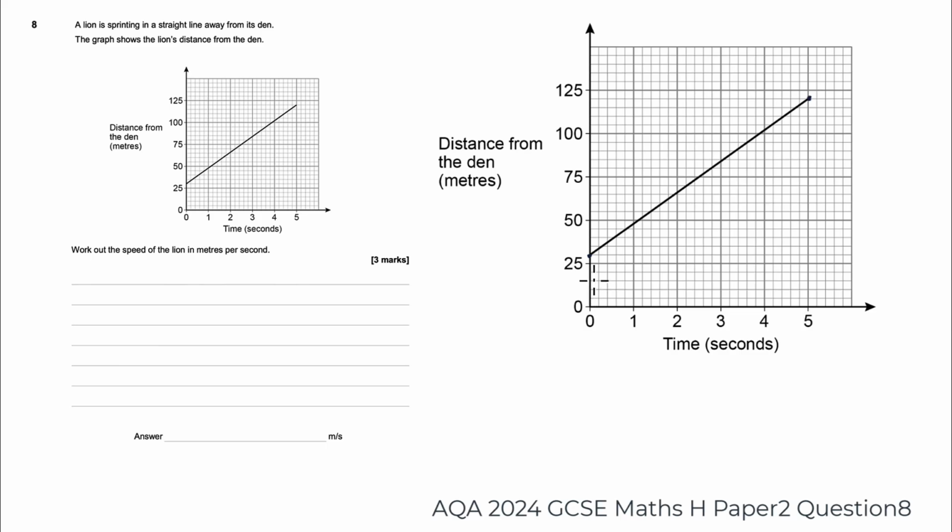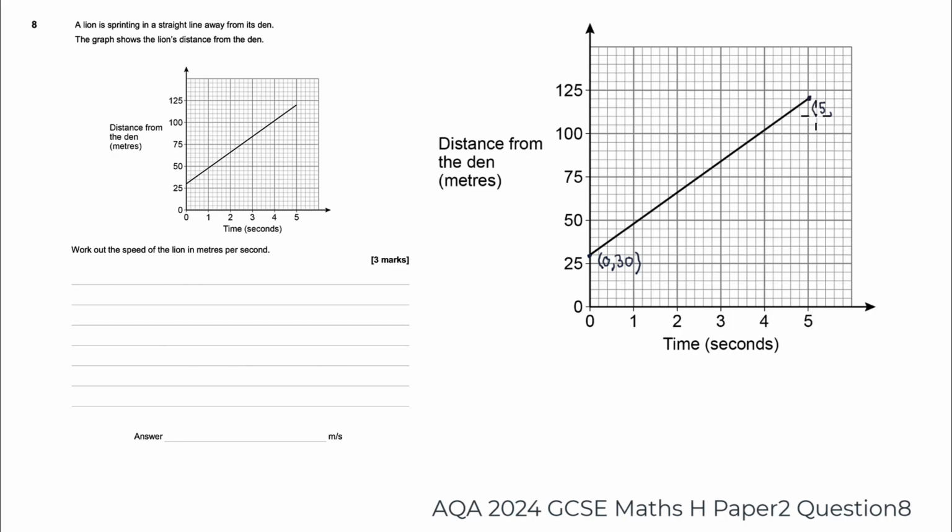5, 10, 15, 20, 25, 30. We've got 5 meters more than the 25. So this point here is 0, 30. So it starts off 30 meters from the den at time 0. Let's see what this point tells us. It tells us the lion's been running for 5 seconds.